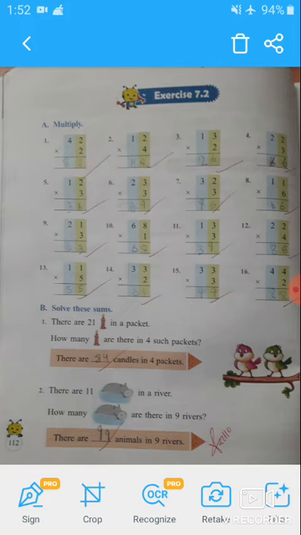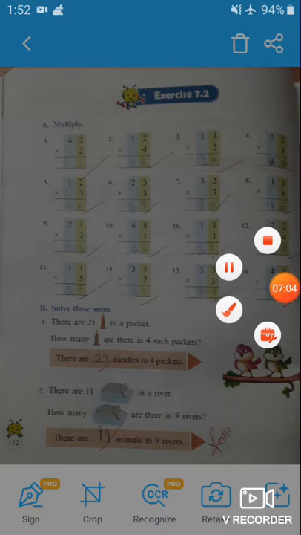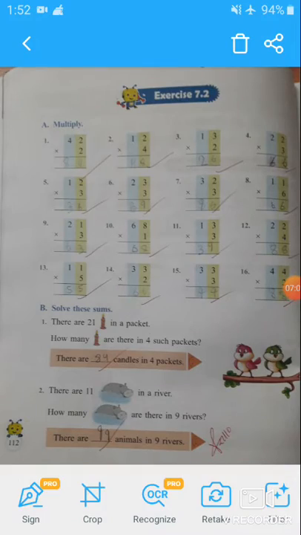Students, let's come to the exercise. Let's practice it. Exercise 7.2, multiply. Now we are going to multiply two-digit numbers.